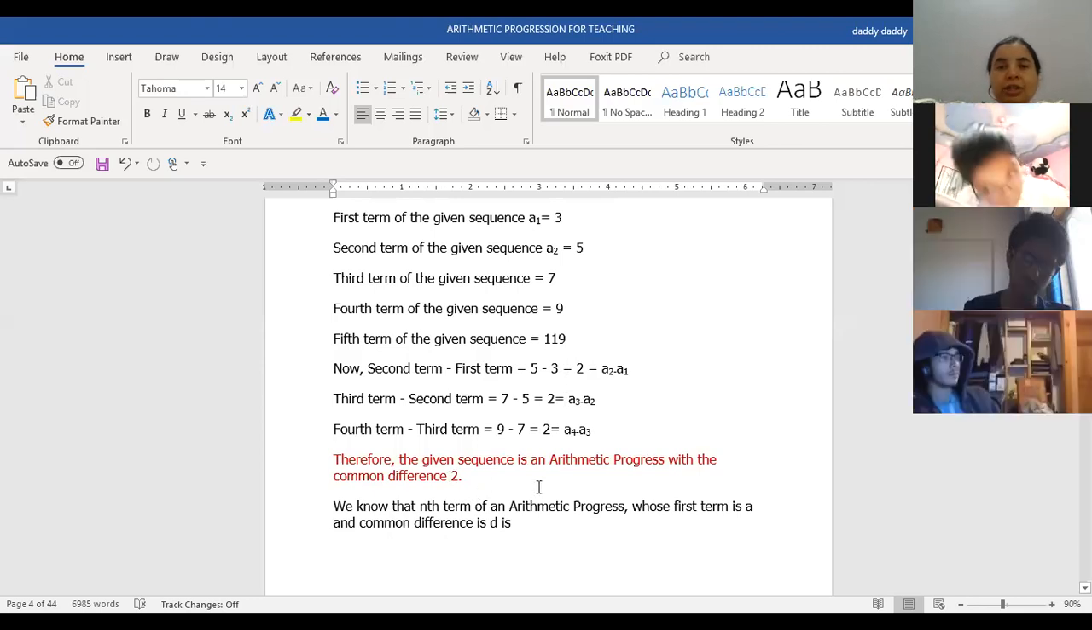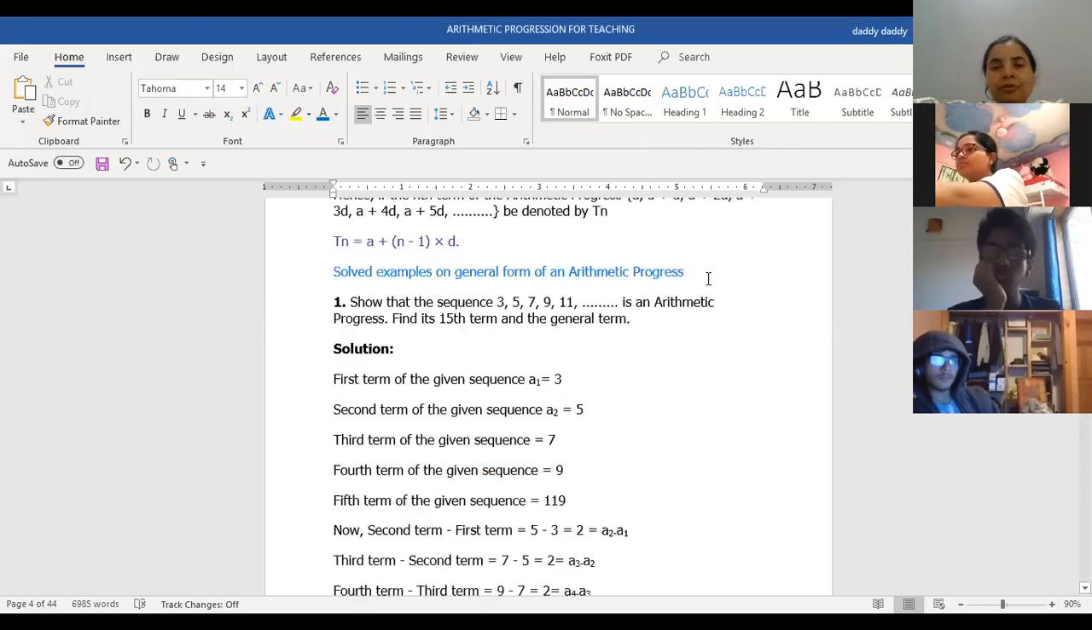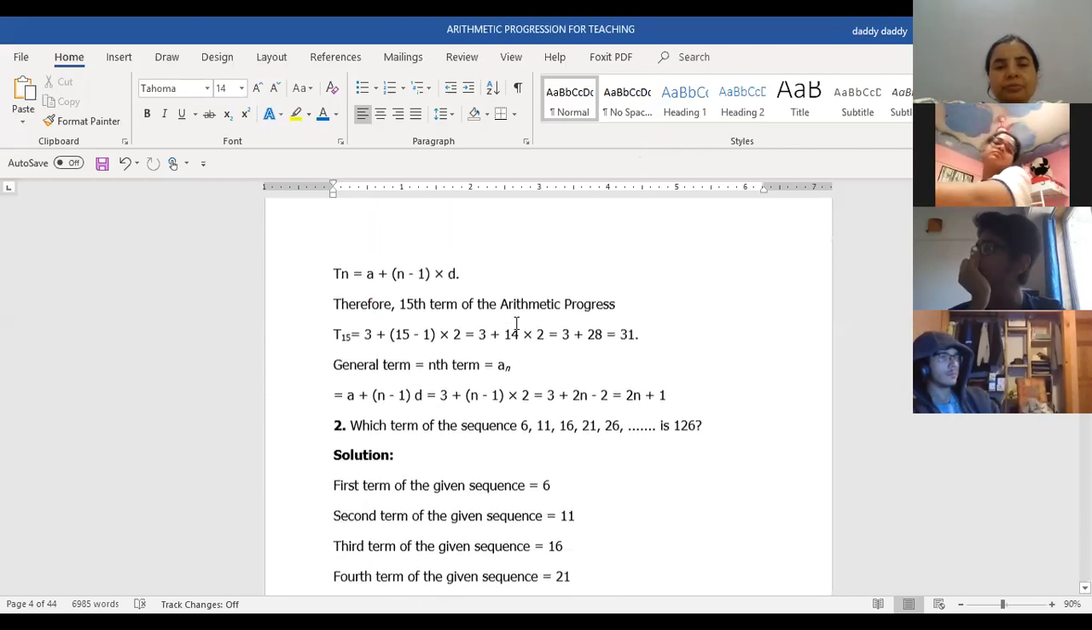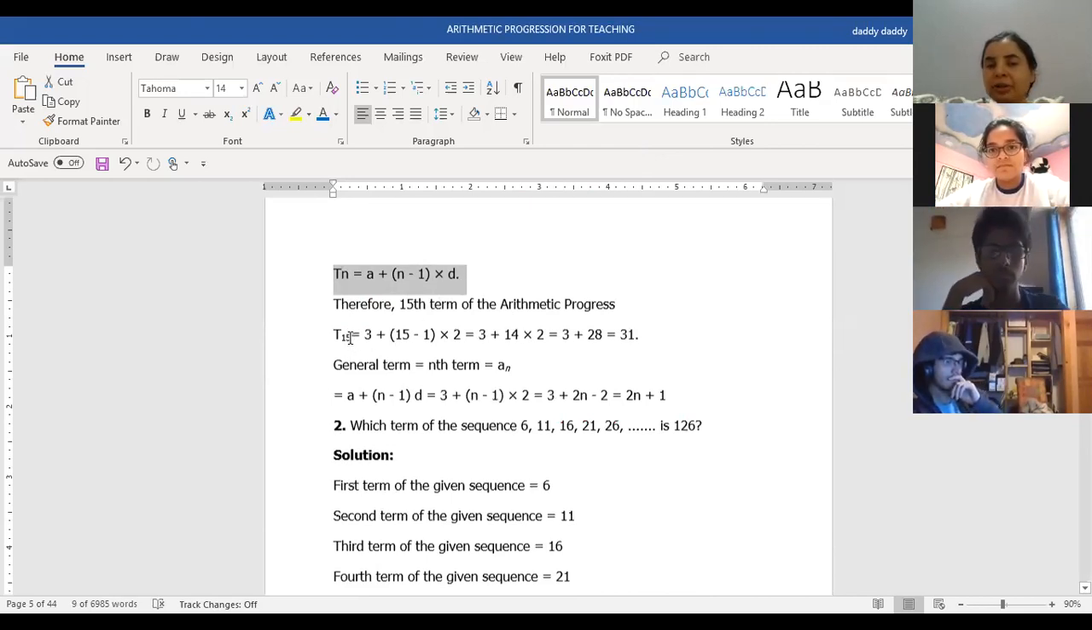Now the second part of the question was that you had to find out the 15th term. For that we applied the formula. This was the formula, Tn is equal to a plus n minus 1 into d. Somewhere Tn will be written as an, so that is one and the same thing.